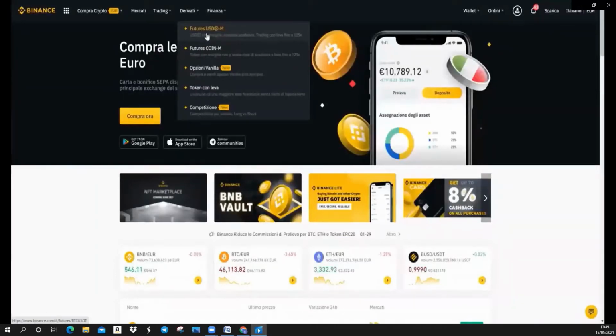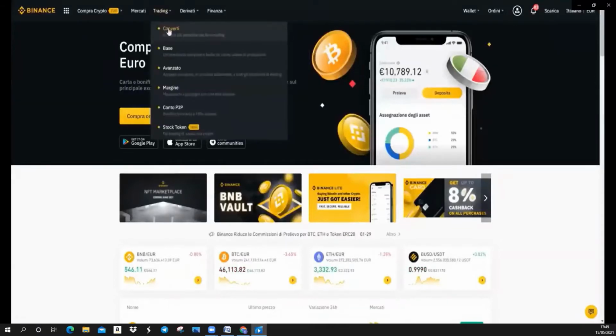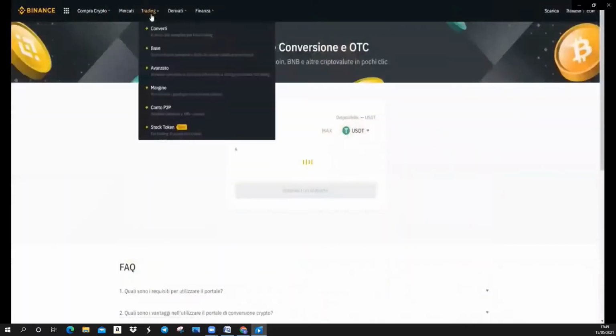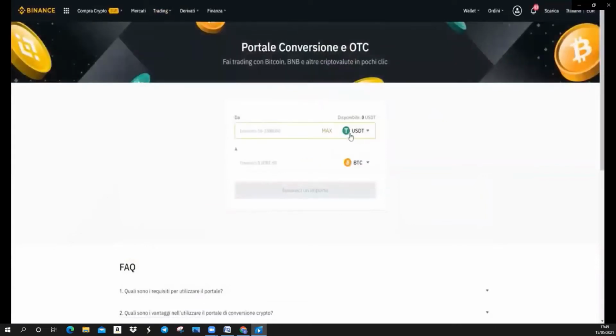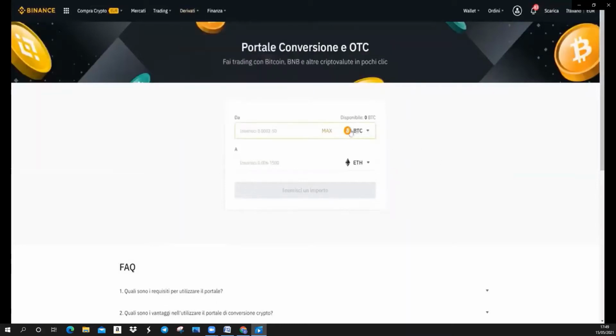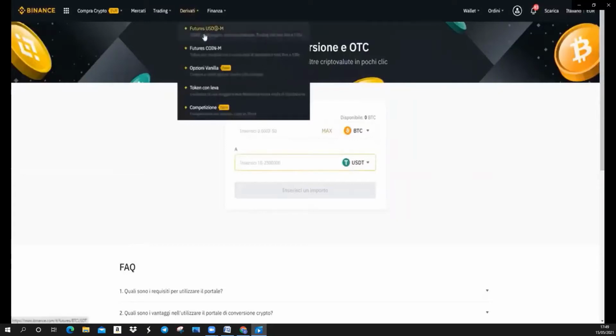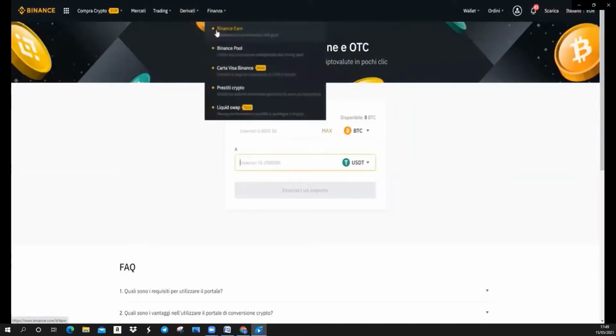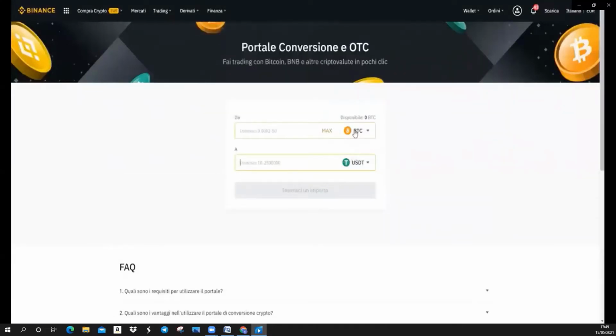Now in order to do that, we actually need to go to trading, convert, and convert our cryptos into USDT. So for example, we convert Bitcoin or anything else basically into USDT. It can be Bitcoin, Ethereum, XRP, anything that you have. You just convert it to USDT. This is the first and most important step, because we need to convert the cryptos into USDT in order to actually trade.